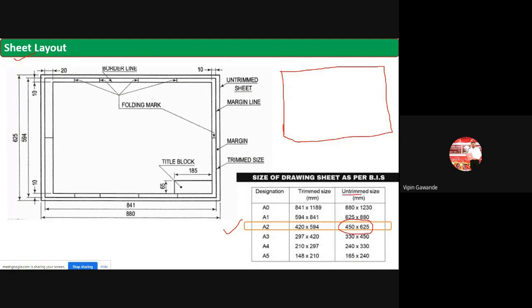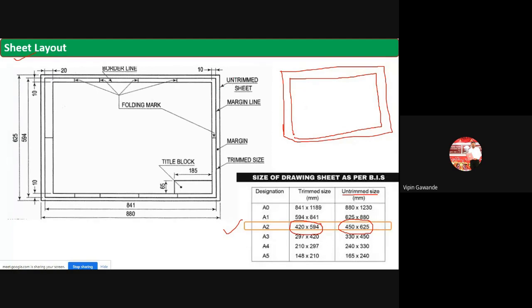Now this is our untrimmed size. We call this an untrimmed size. This is 450 by 625. But what do we require? We require the trim size. For the drawing purpose, we require the trim size. How much is the trim size? It is 420 by 594. Here inside this drawing sheet, we have to construct another rectangle which is of these dimensions, 420 by 594. That is our drawing sheet here inside this one.